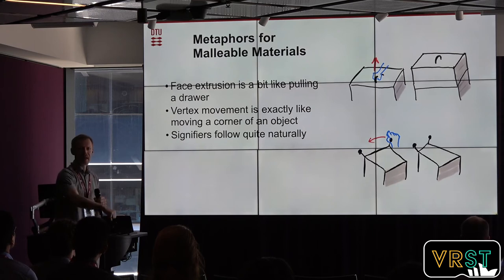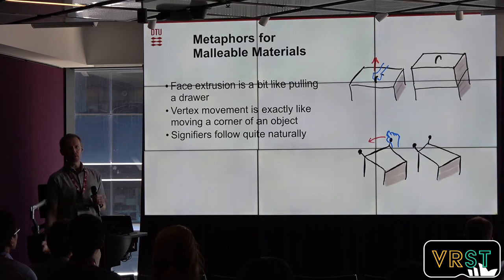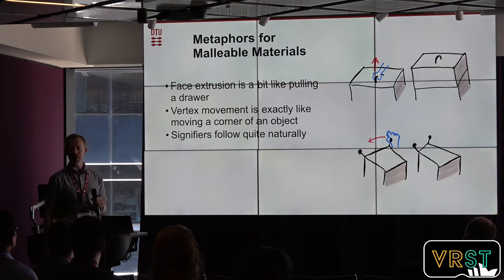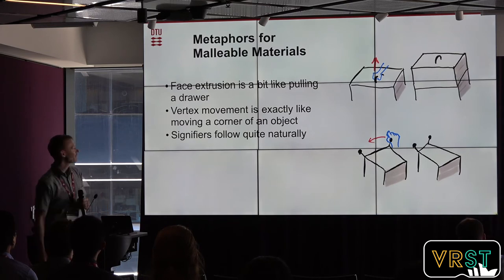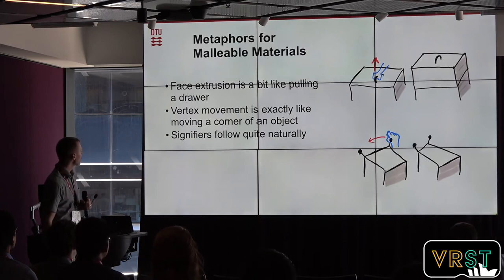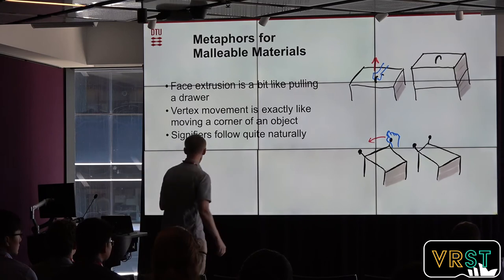If you just put a pull handle on the faces of the 3D model, then people would see those pull handles, perceive them as signifiers and say, oh, I can probably pull this handle. What does it do? Oh, it extrudes. That's natural, we hoped. Likewise, we could put little knobs on the vertices and then people would go, looks like I can grab and move this little vertex. And indeed they can, thereby editing the vertex positions. So that's basically our starting point.